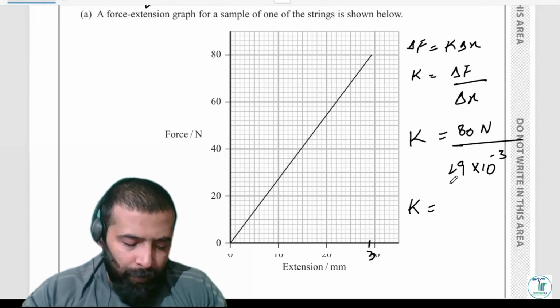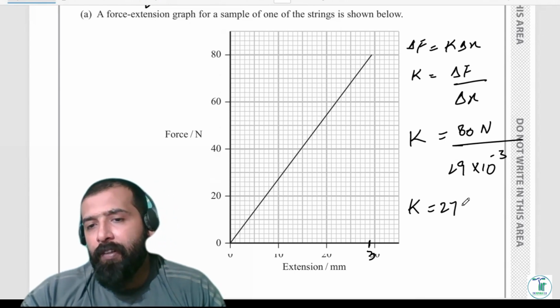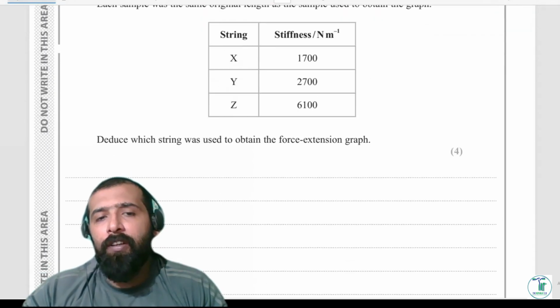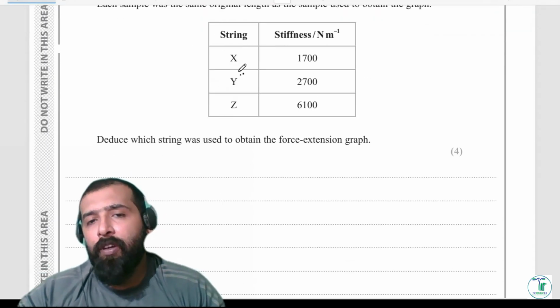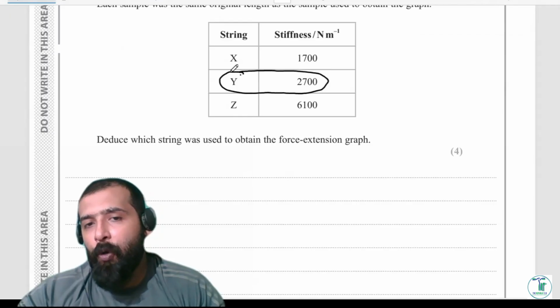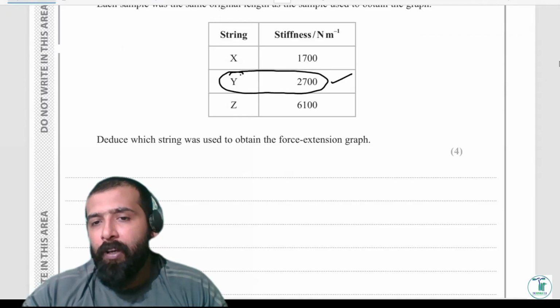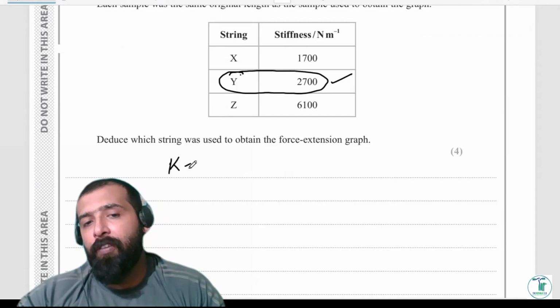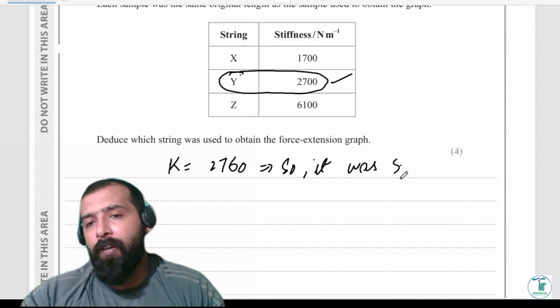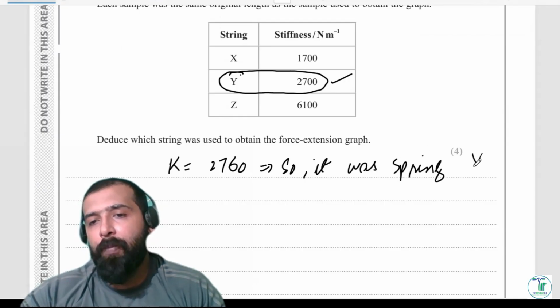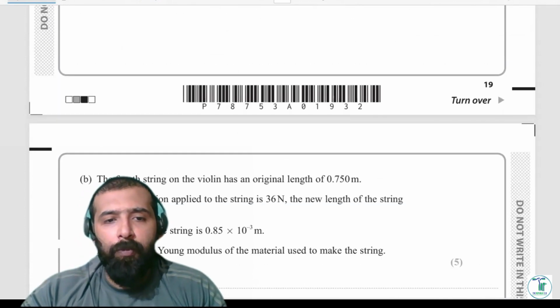By dividing them up, you'll get the value of K, and that comes out to be something like 2760 newtons per meter. So if you've got this value of spring constant, what does that mean? The spring that you must have been using should have been Y, because that is the closest value we can have. The stiffness was 2760, so it was spring Y. That is how we're going to talk about it.